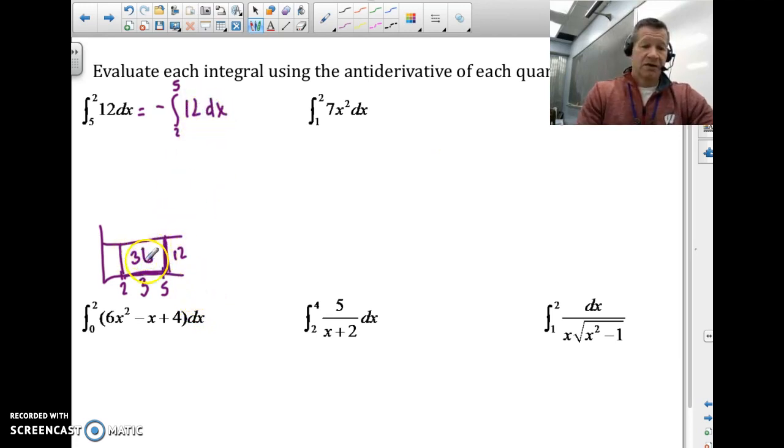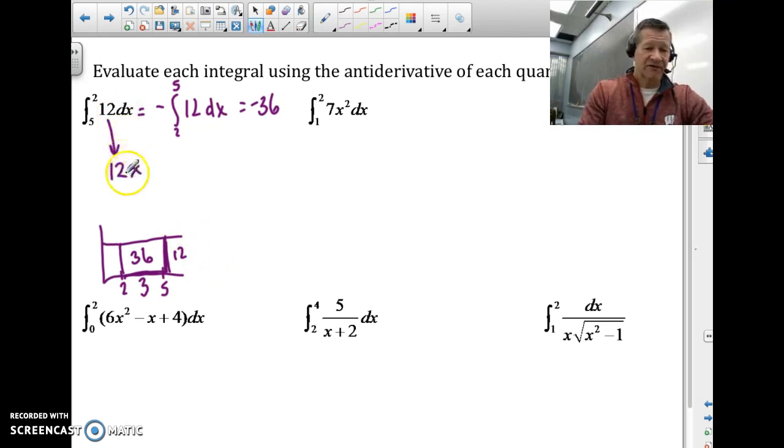So the answer for the integral from 2 to 5 is 36, and we take the opposite. The answer should be -36. What we're saying we can do here is take the antiderivative of 12. Watch this. So the antiderivative of 12 would be what? Well, it'll be 12x. Okay. We're reversing the power rule.